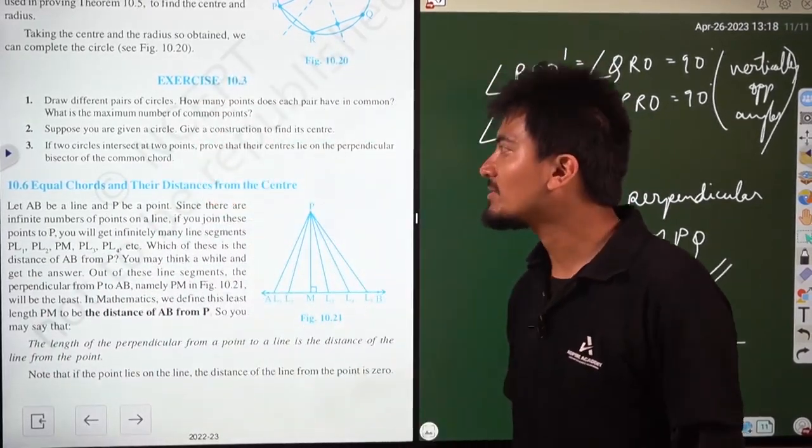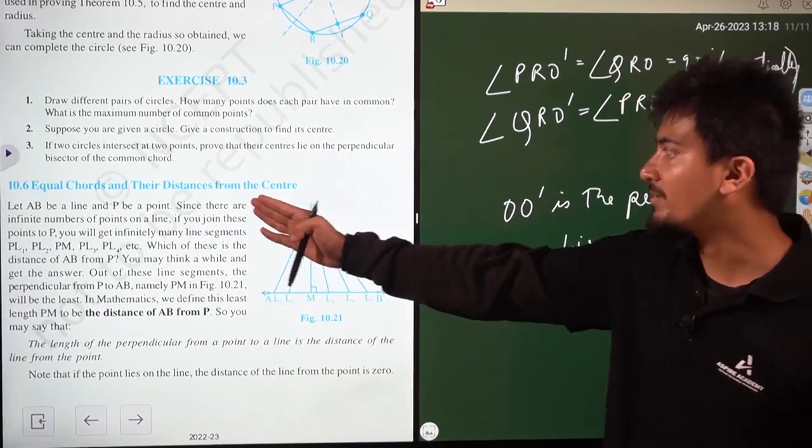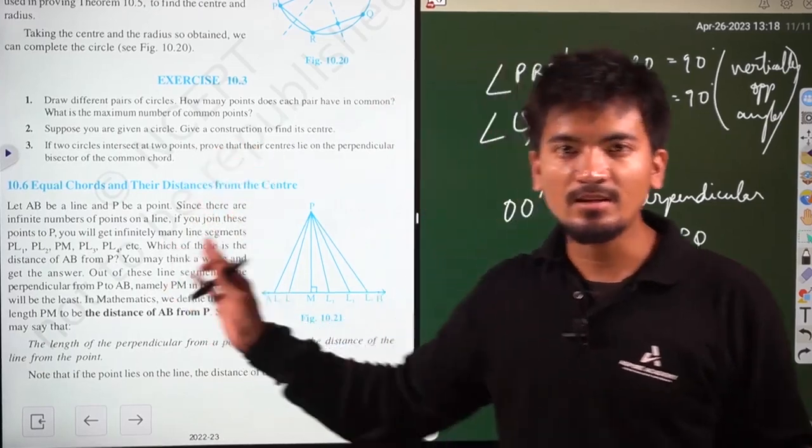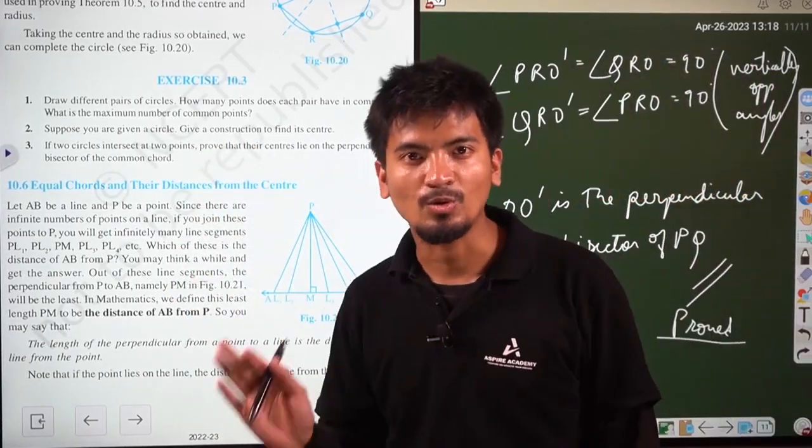Okay, so we'll be stopping here today. In the next class, we'll be moving on to the next part, that is equal chords and their distance from the center. Okay, revise this thing very properly in homework.